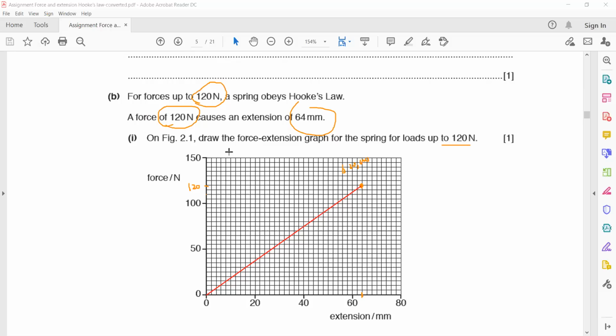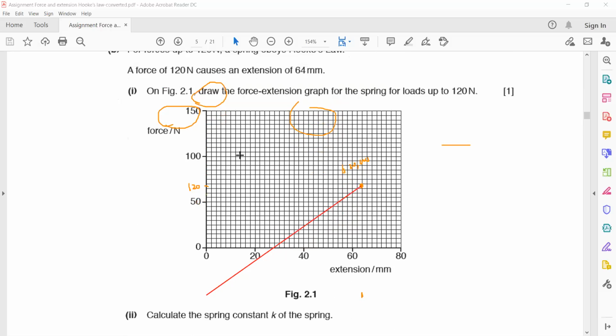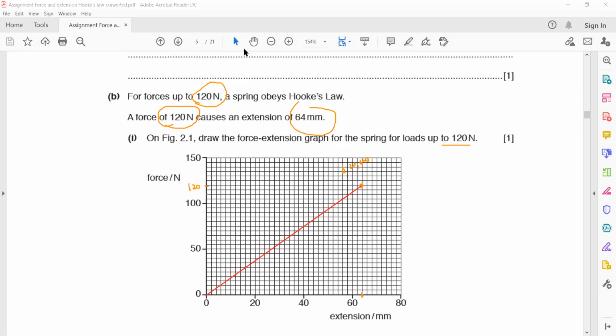Then for the next part, they ask, calculate the spring constant. How can I calculate the spring constant? I can take any point, because what is the formula for spring constant? Spring constant, or K, is equal to F divided by E. Force divided by extension.